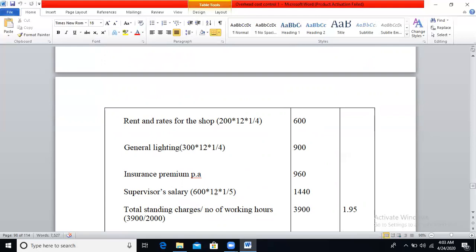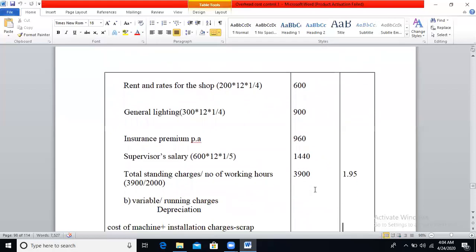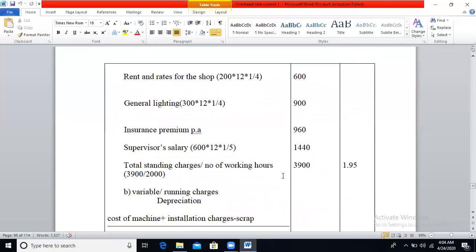So calculate for per year. So 600 into 12, and supervisor is devoting 1/5 of his time for this machine. That's why calculate only 1/5 of 600. So you will get 1440. Now we got the total of standing charges. Calculate standing charges rate per hour: total of standing charges divided by number of working hours. So total of standing charges will be 3900 divided by number of working hours, 2000. So you will get 1.95 as the standing charges rate per hour.